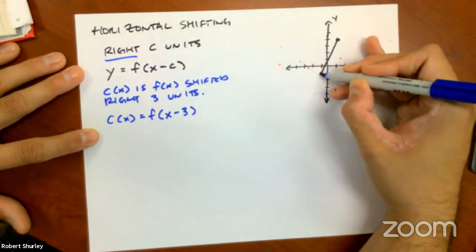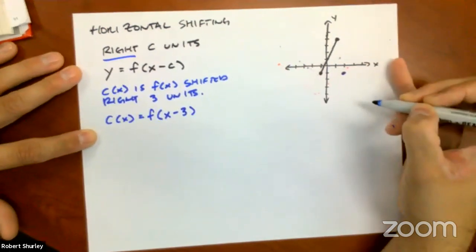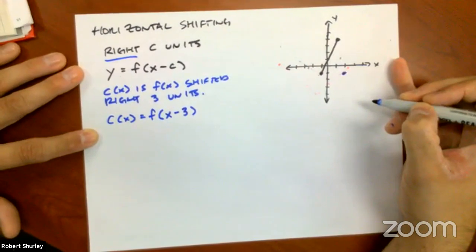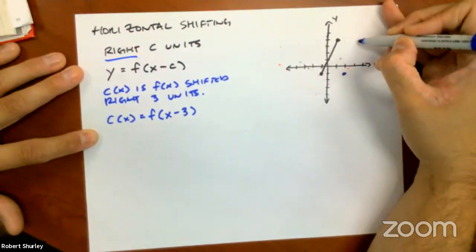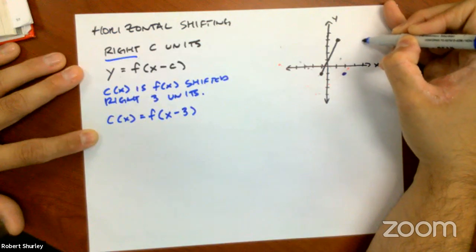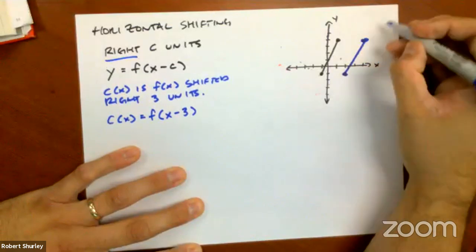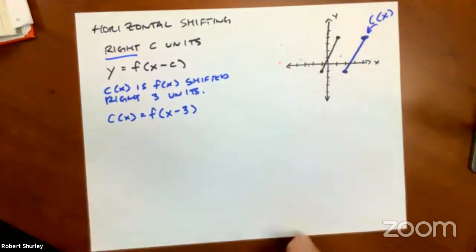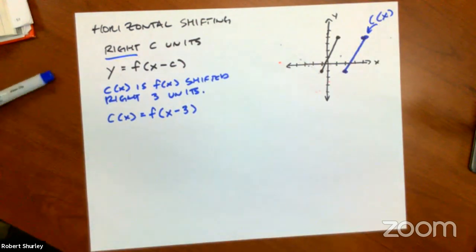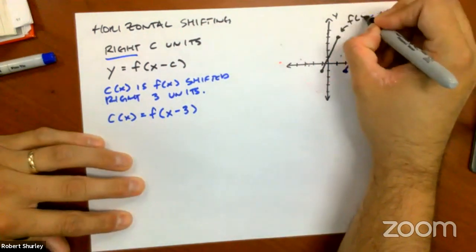So I'm going to move this to the right 3 units. 1, 2, 3, boom. I wind up there. And then up here, I'm going to move it to the right 3 units. So 1, 2, 3, it's about right there. Boom, we've got our c of x. That's our c of x. It's like f of x here. That's our f of x.